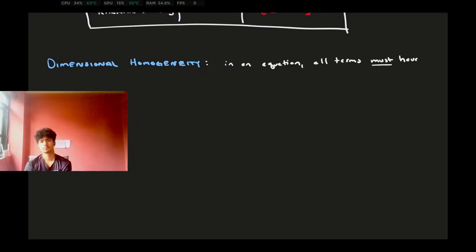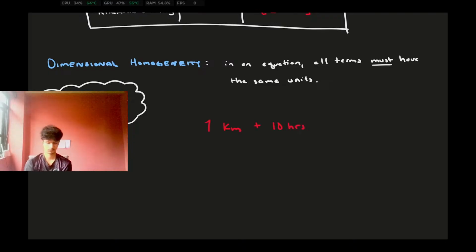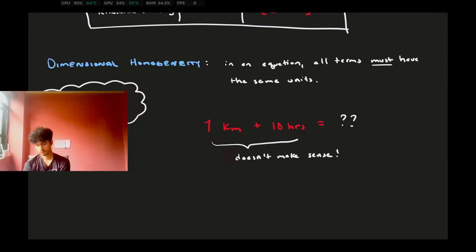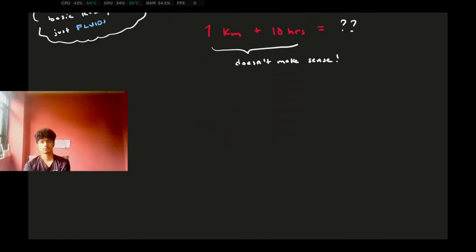The rule states that in an equation, all terms must have the same units. This isn't just a rule in fluid mechanics, it's a basic rule of science and arithmetic. To show how obvious it is, consider what your answer would be if you were asked to add 10 hours to 1 kilometer. You can't really answer it because it doesn't make any sense. When you add two quantities together to get a third quantity, all those quantities have the same dimension, whether it's hours, kilometers, or kilograms.